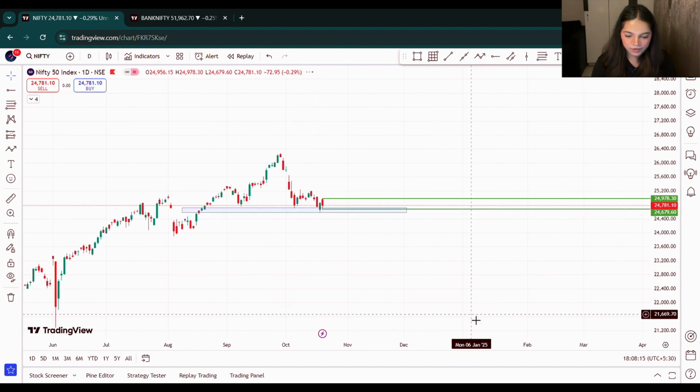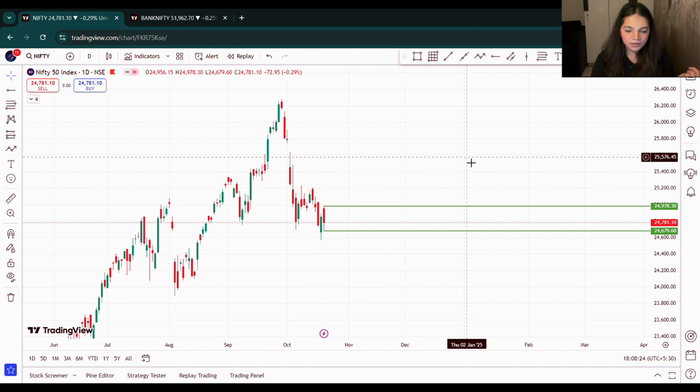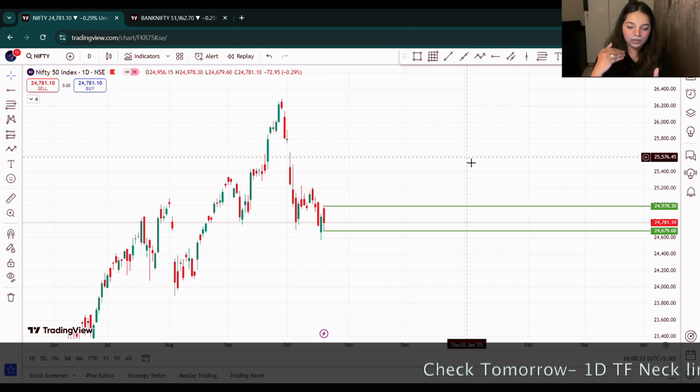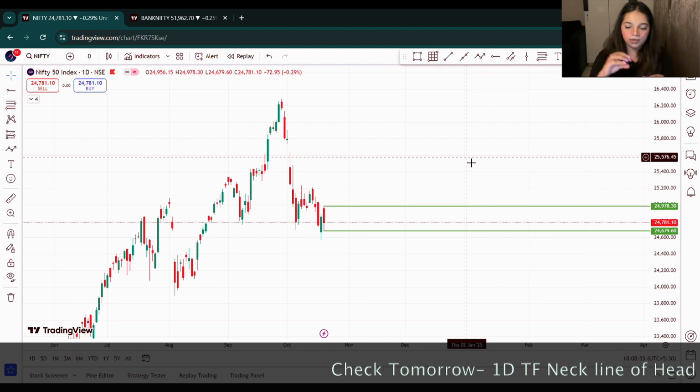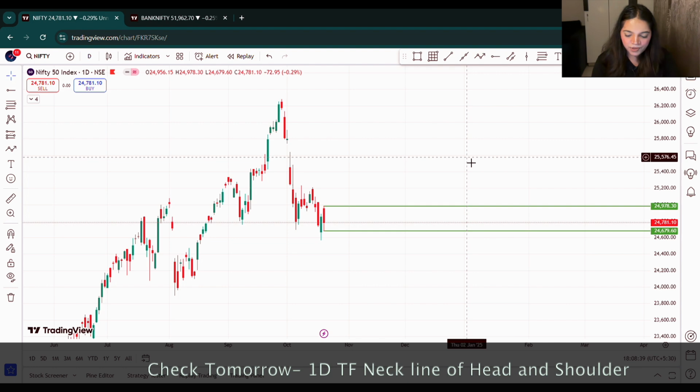Coming back to Monday. Okay, so the first thing in Nifty 50 is creating a head and shoulder in the 1 day time frame. We have to see whether the neckline gives a breakdown or just consolidates at the neckline. The second thing I'm going to do in the 1 hour time frame.